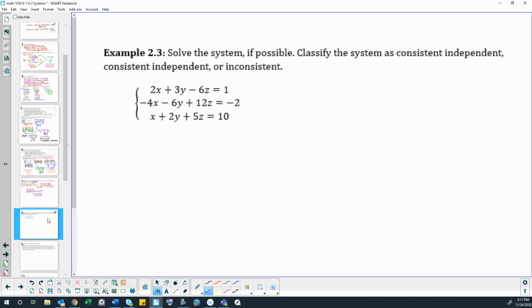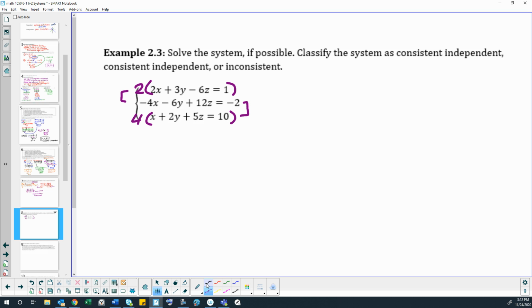Solve the system if possible. Classify the system as consistent, independent, and so on. We know the drill. All three of these equations have all three variables intact, so we're just going to have to choose something and see what works. We could get rid of x first, or y first, or z first. X definitely looks easiest because we can multiply this by 2 and add it to this one, right? And then we can multiply this one by 4 and add those together.